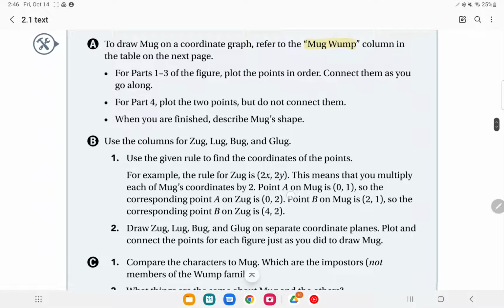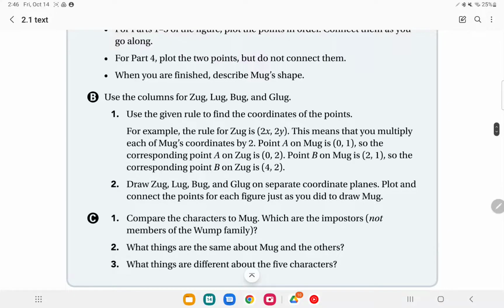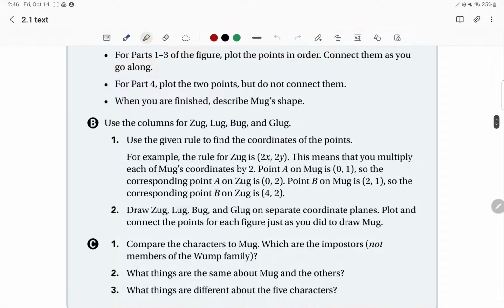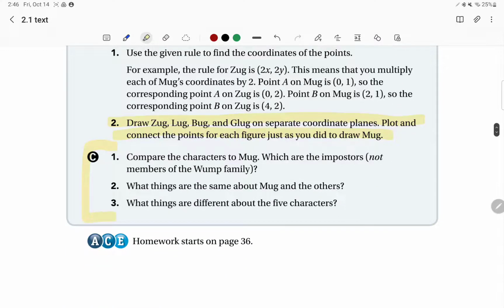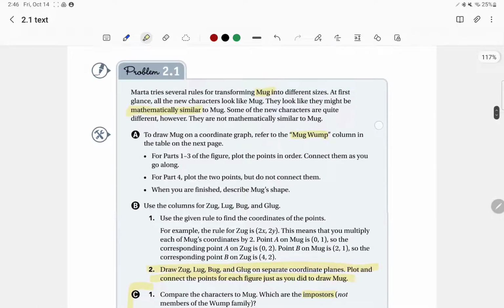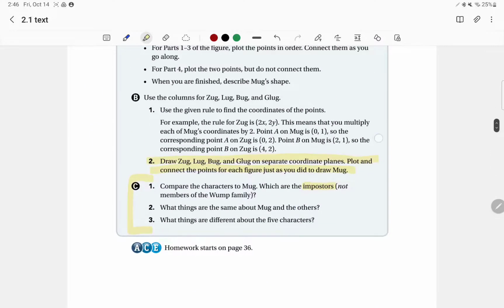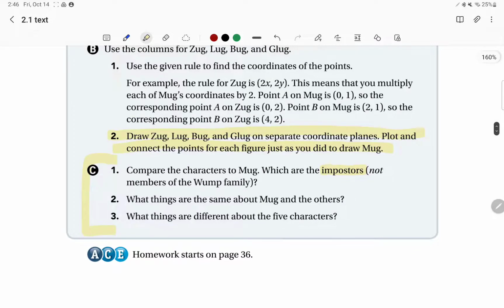And so at this point, we've answered all of A, all of B, because you were supposed to draw them on part B. Okay, now part C, you're comparing. We already did a little bit, but go ahead and compare them, which are imposters. Imposters are if they are not similar, meaning they're stretched too wide or stretched too tall, and it always comes back to Mug. So everybody's got to look like Mug and his family. Go ahead and answer part C and then come back and we'll talk about it.